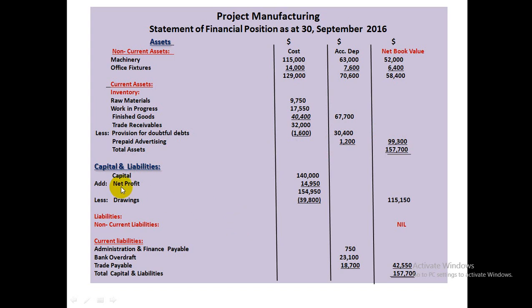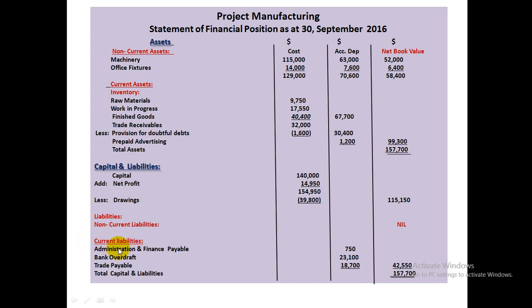Let's work on the remaining half, that is capital and liabilities. Let's work on the capital portion first. Capital portion could be worked here or in this column depending on your willingness. Let's use the first column. Capital plus net profit will give you this amount, minus drawings will give you the final capital amount which you need to write just below the total assets. We'll work on the liabilities portion. Non-current liabilities are not given in the question, otherwise we can list them down in this column or in this column and take the final amount here.